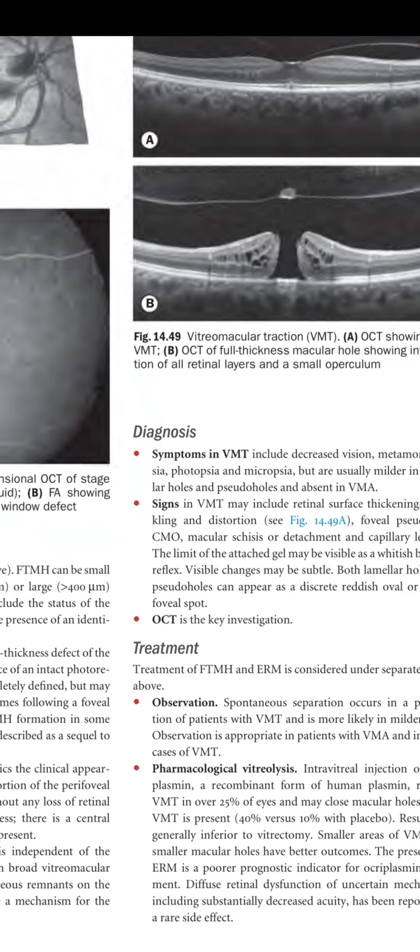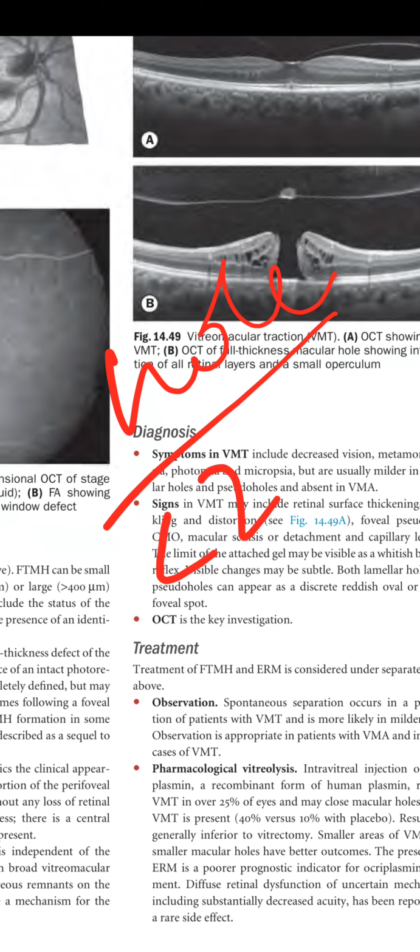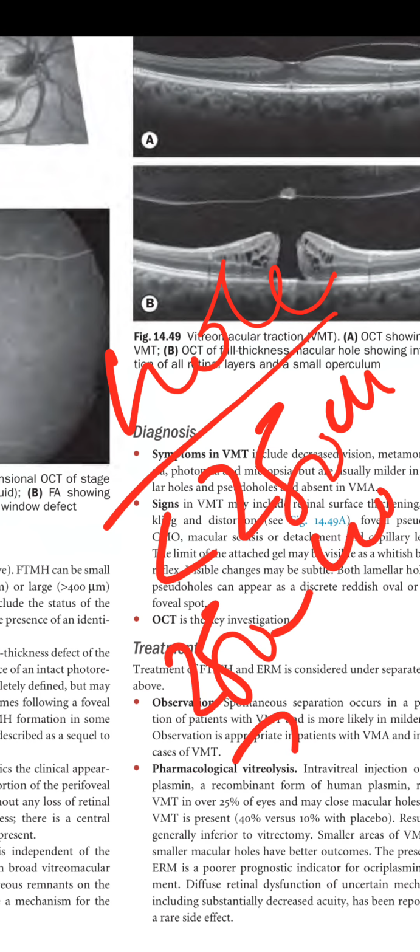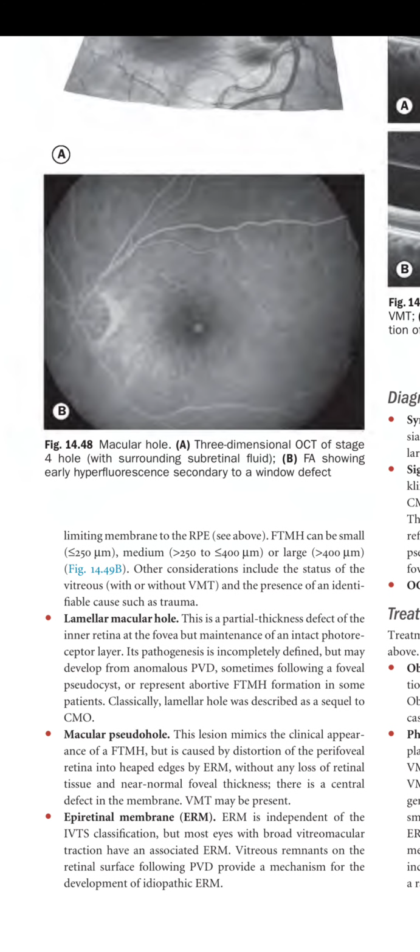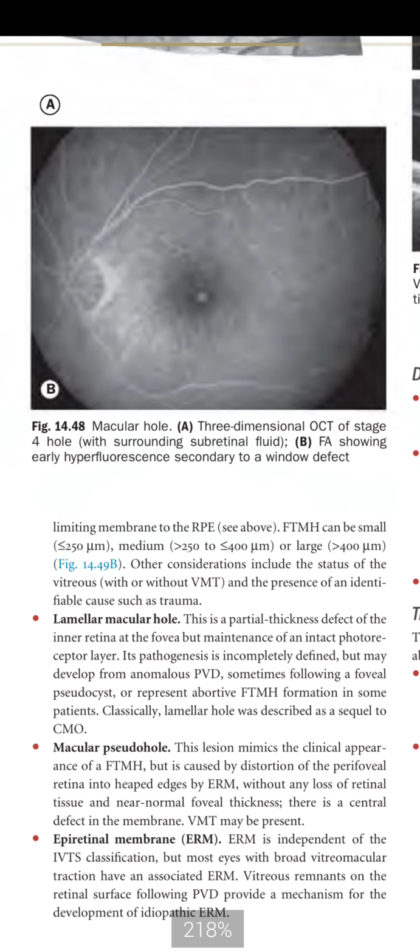trauma. So usually the hole can be divided into small, medium and large depending on the diameter. If it is less than 250 micrometer, it is known as small. If 250 to 400, it is medium, and if it is greater than 400, it is known as a large macular hole. Then there is a lamellar macular hole.